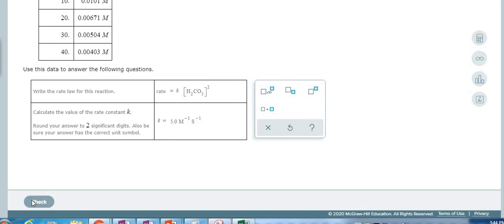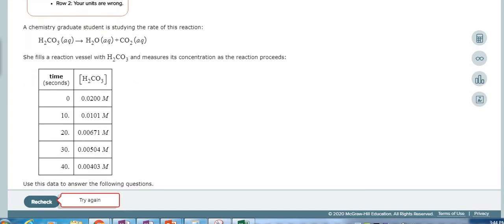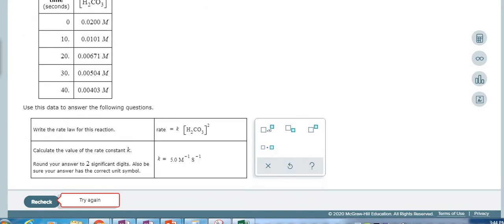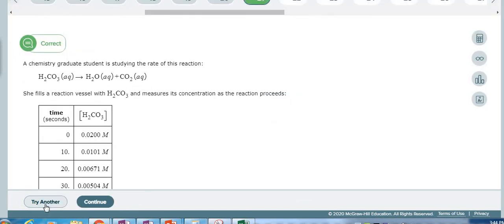So now if I go ahead and click on check, assuming I did everything right, then it should tell us that we're correct, and we're not. It says my units are wrong in 2. I think I capitalized S, so let's see if that's the issue. That's annoying. Okay, so now I have small case s inverse units. Okay, let's go ahead and recheck that. Now we should be good to go. And I am good to go.